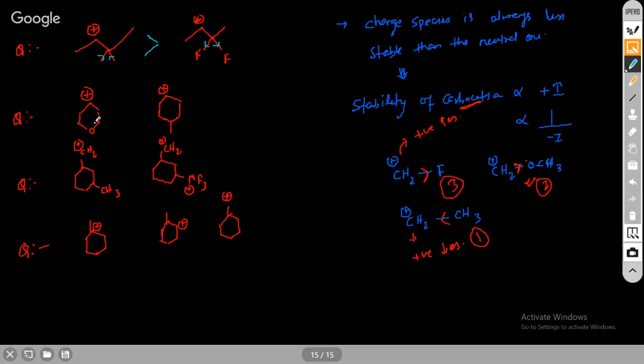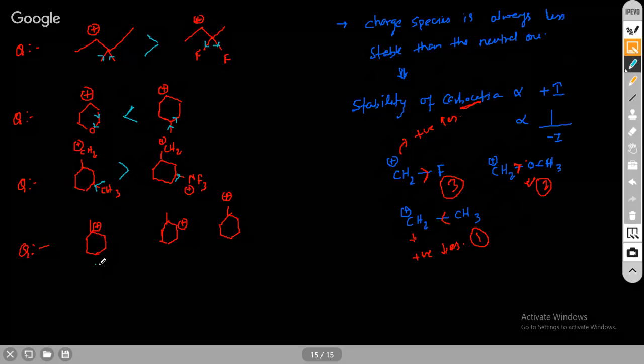Here you see oxygen has electron withdrawing nature, and this methyl has electron releasing nature, right? So the stability of this will be more because the positive charge will be neutralized more here. CH3 has electron releasing nature, NF3 has electron withdrawing nature. Stability of the first is more than the second.